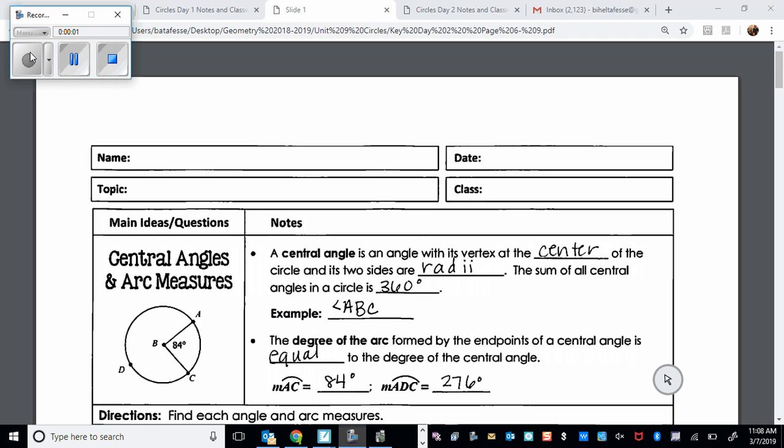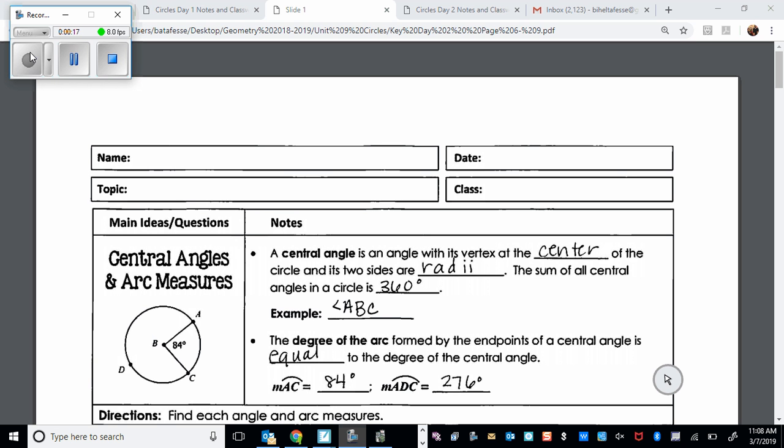This is day 2 of the notes on circles. So in this section, we're going to talk about central angles and arc measures. This is the definition. What is a central angle? We mentioned it at the beginning of the note.